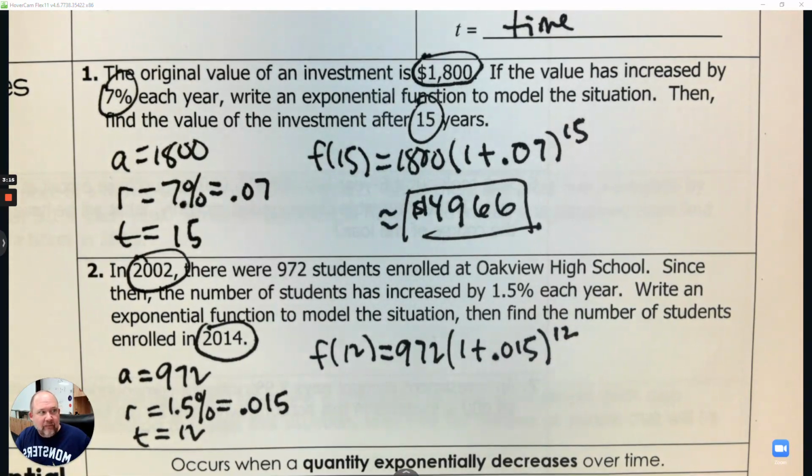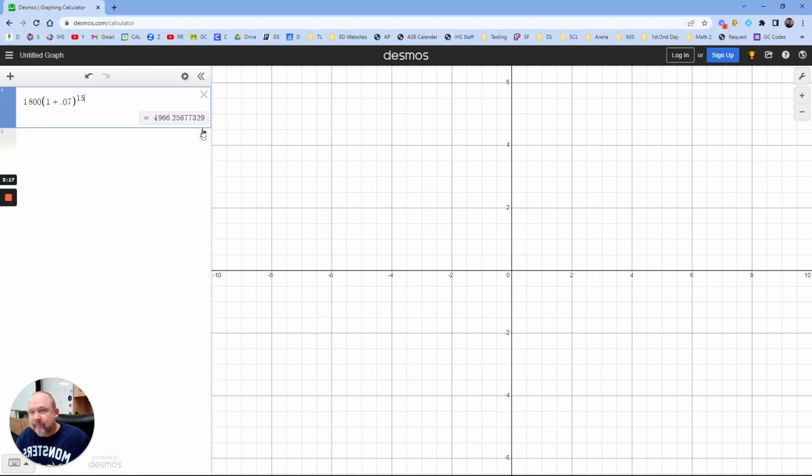Now you're going to go to Desmos and use a calculator. All right, so I'm going to change these numbers. So this is now 972. This is 0.015. And then the exponent is 12. And they're students, so we're going to round to a whole number for sure, 1,162 students.